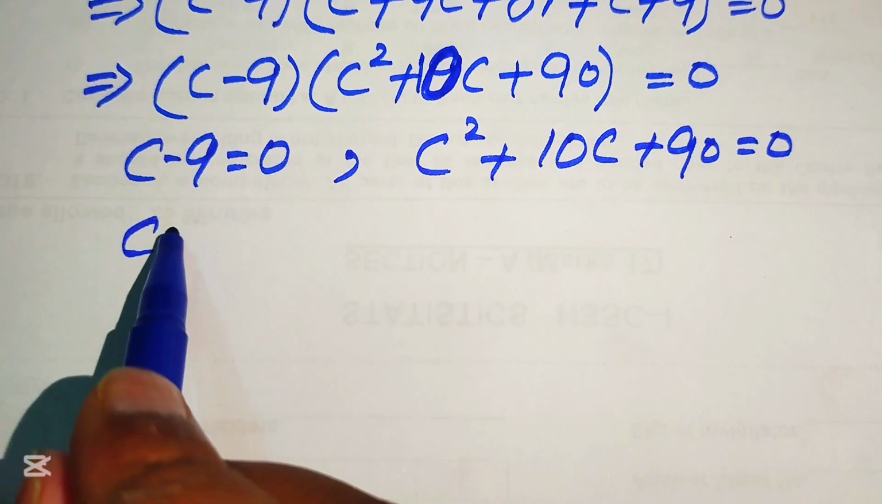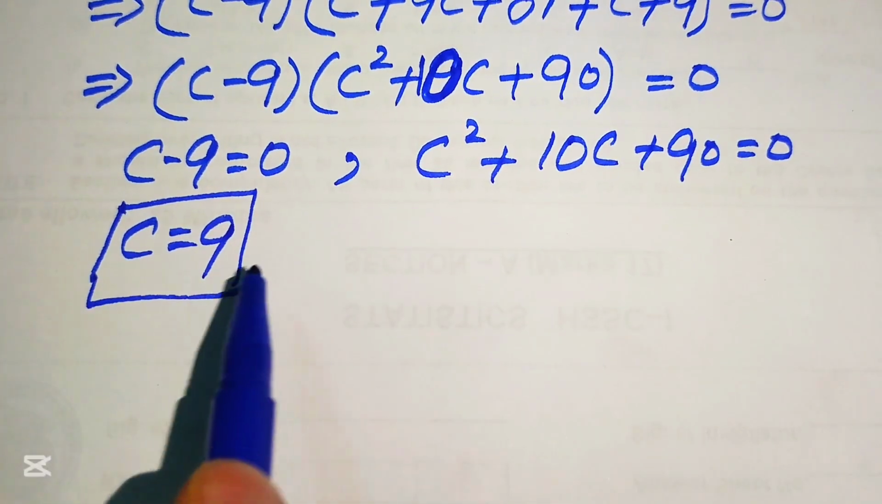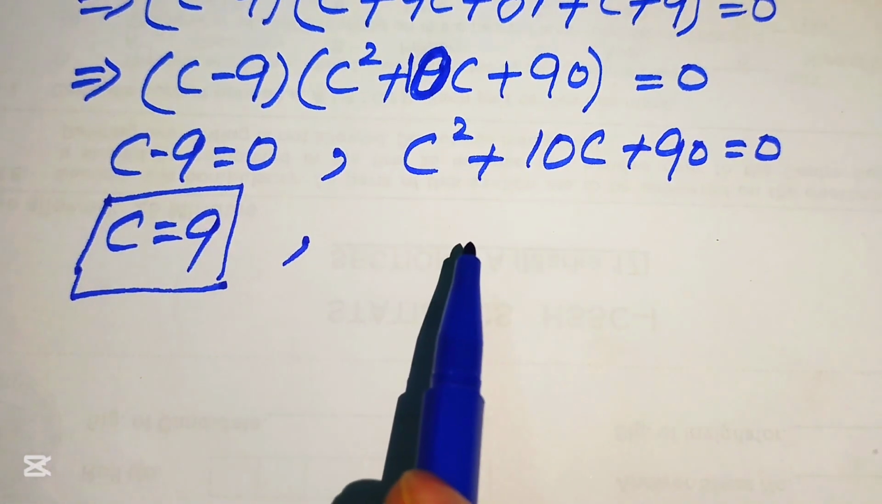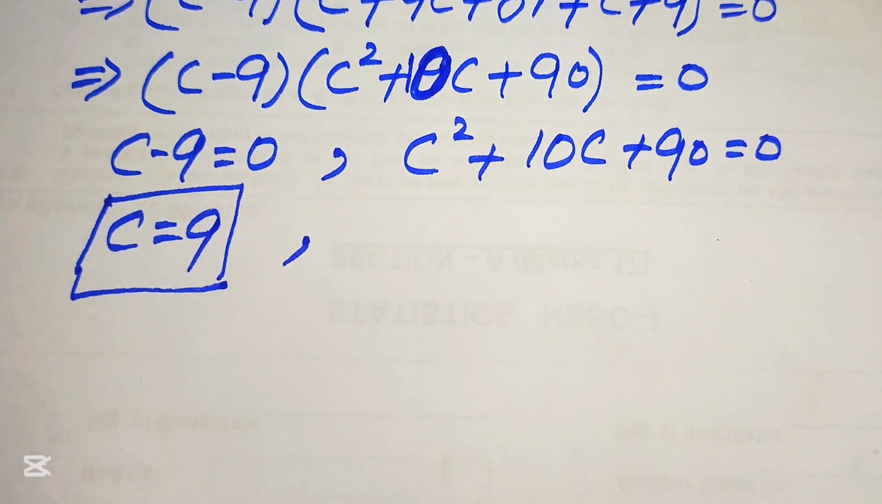From the first case, we easily get the value of c = 9. This is the first real root of the given equation. Now, in order to find the other roots, we need to solve this quadratic equation. To solve it, we will apply the quadratic formula.